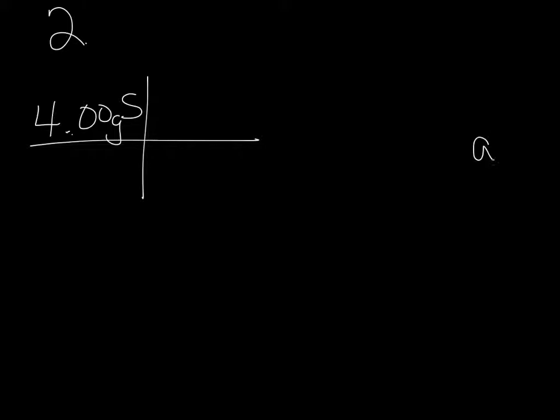Next example, we'll do 2. Example number 2 is how many atoms of sulfur are in 4.00 grams of sulfur. So now we're going to start with 4.00 grams of sulfur. And we are looking for how many atoms. So at the end here, atoms of sulfur are our end point. So what do we know first? This first thing. I don't know grams to atoms, but I do know grams to mole.